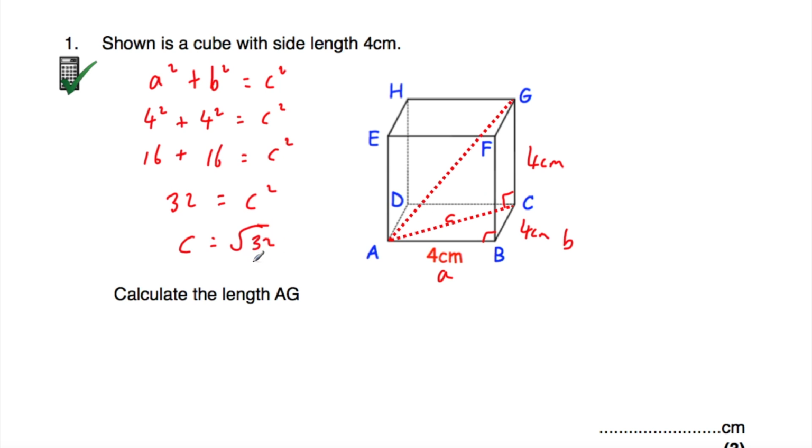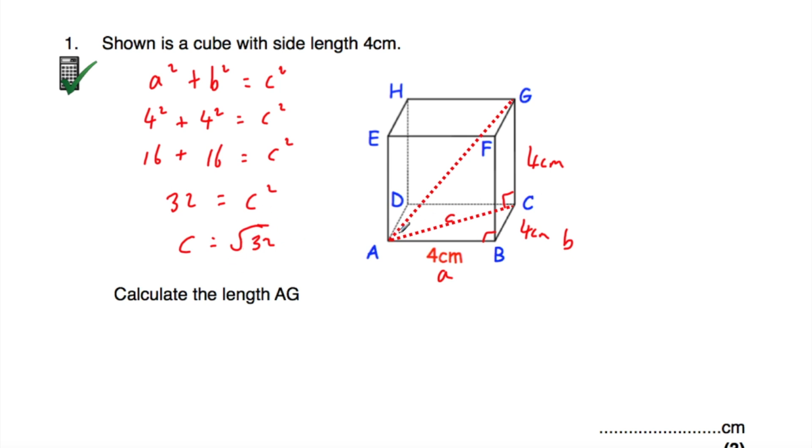We could work that out as a decimal number, but it's actually quite handy in these questions to sometimes leave them as surds. This is a surd, it's got the square root sign there. If you type the square root of 32 into your calculator, it's equal to 4 root 2. But I tend to just leave it as root 32 because we're going to need this again in a minute.